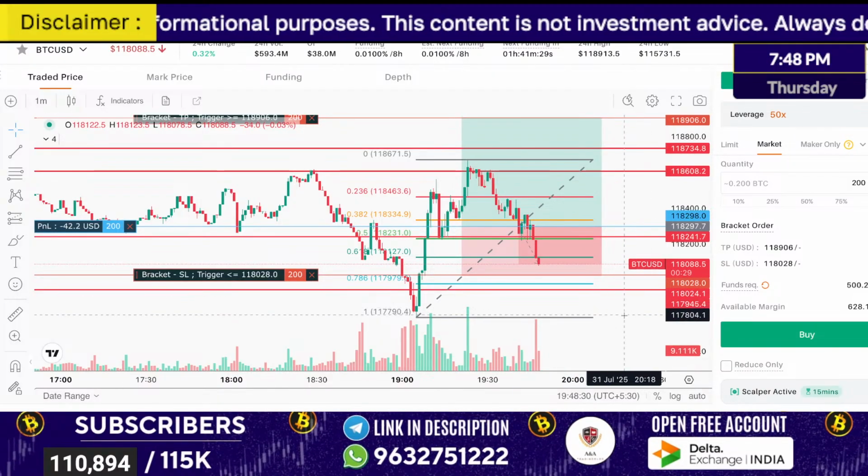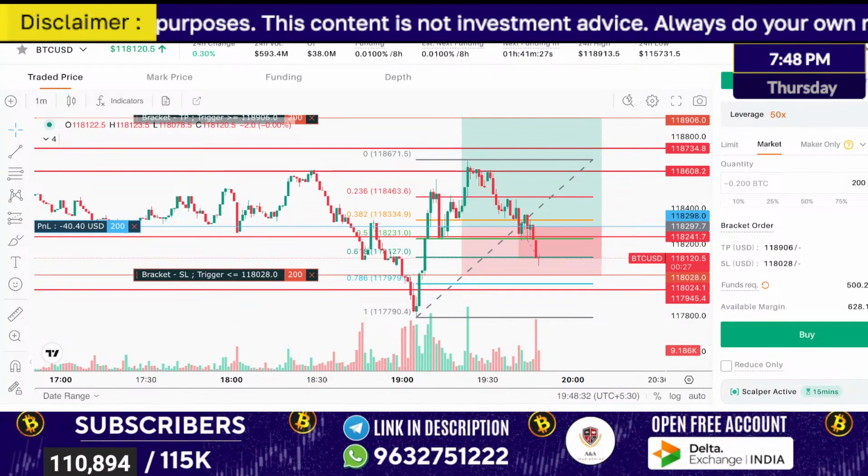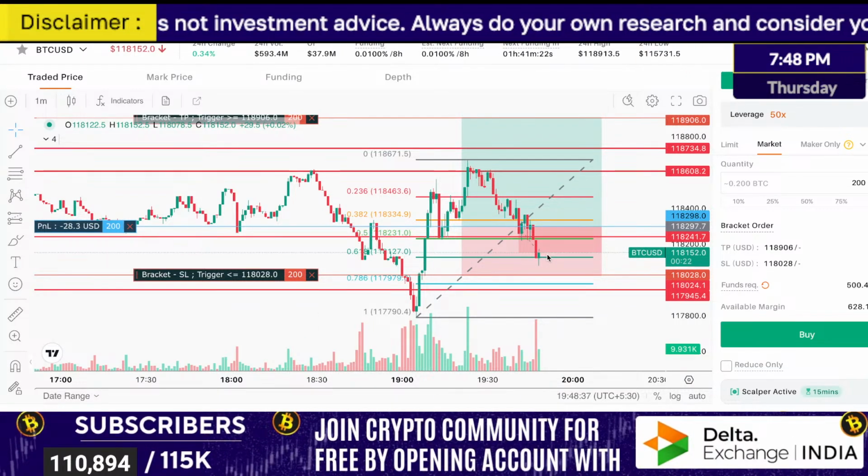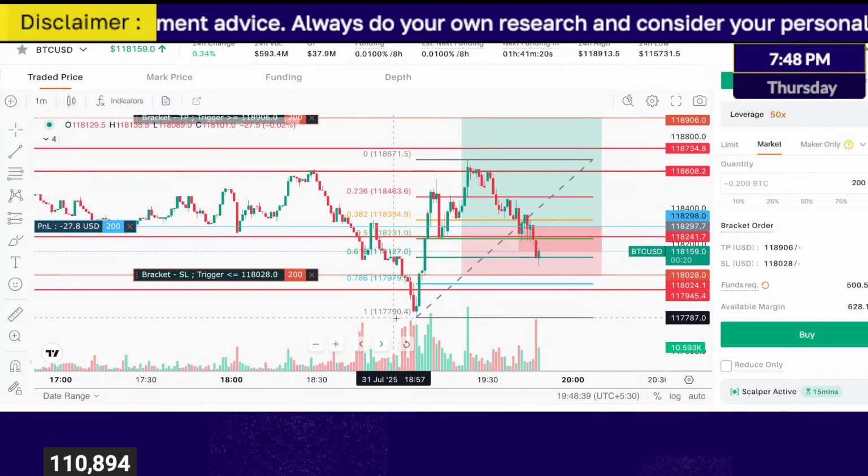Almost near stop loss. 618 level, market is holding at this point of time. I will see what it does.